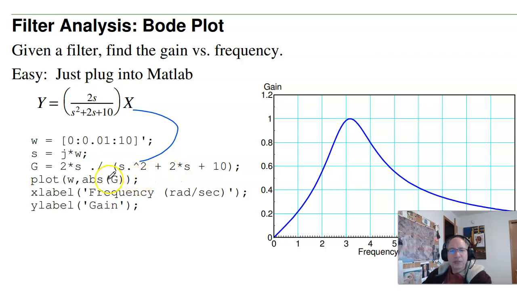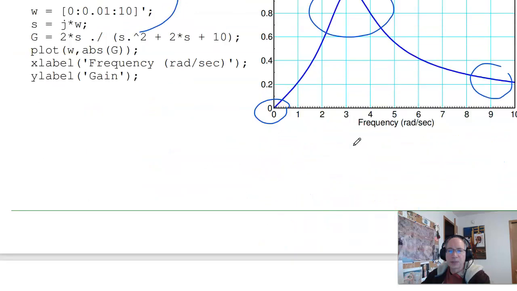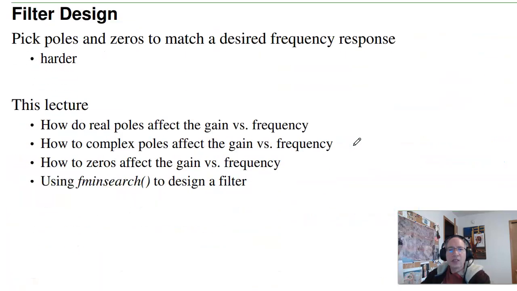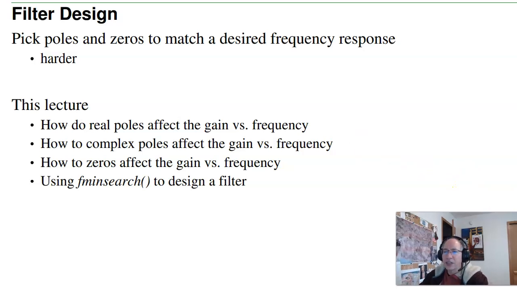So plot the frequency versus amplitude, and here's what you get. That tells you that this is a bandpass filter. Frequencies near DC have a very small gain. Really high frequencies have a small gain, and frequencies close to 3 radians per second get passed. So that'd be a bandpass filter. So that's analysis. Again, analysis is pretty straightforward. Design is the hard part.